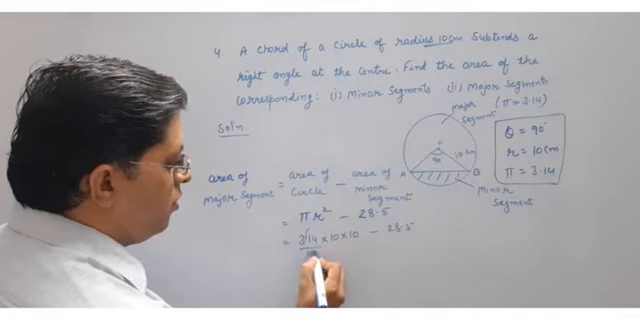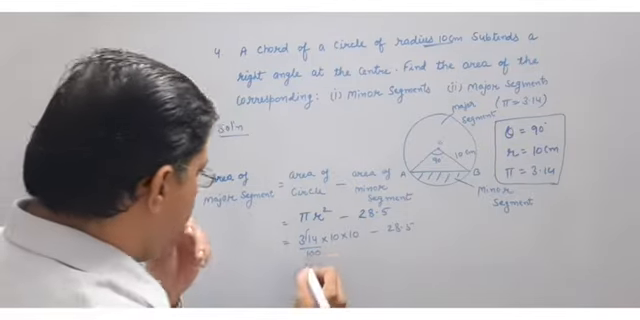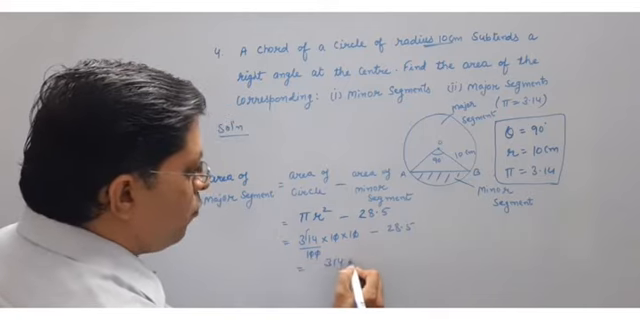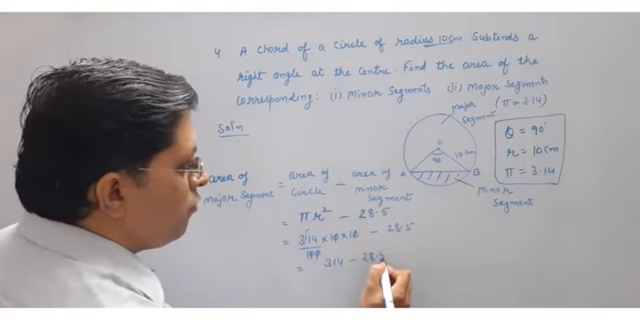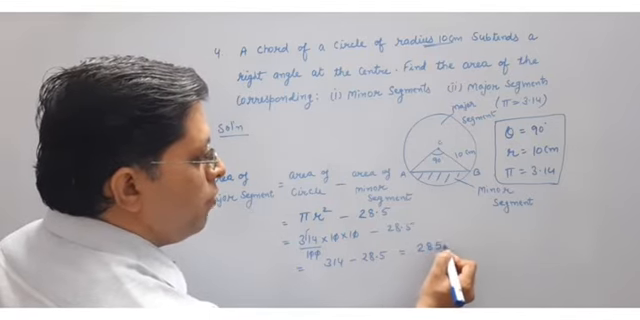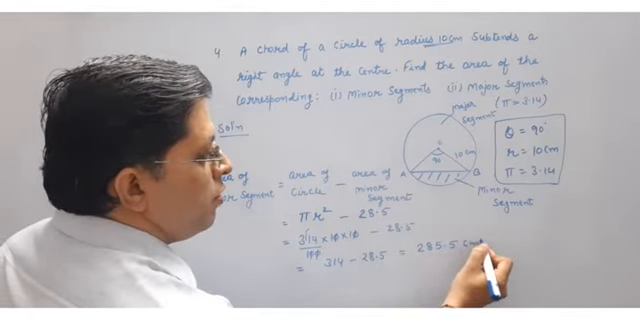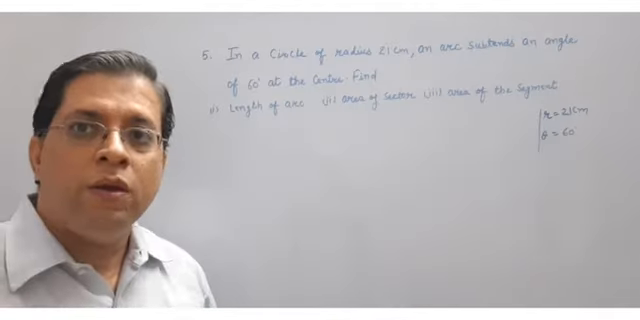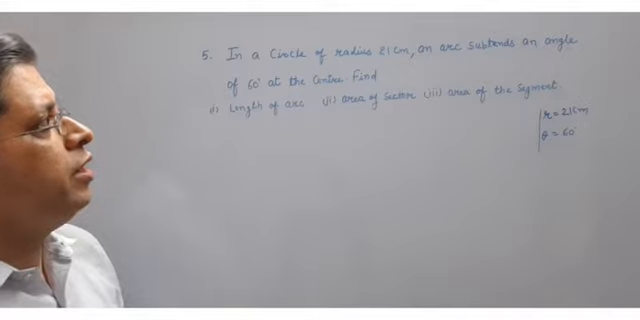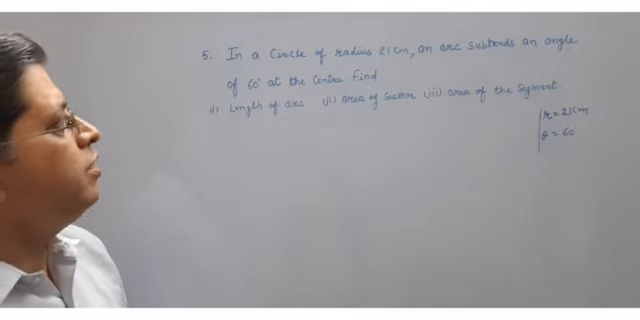Remove this decimal, 100. Again, this cut. 314 minus 28.5. When you subtract it, you will get 285.5 centimeter square.